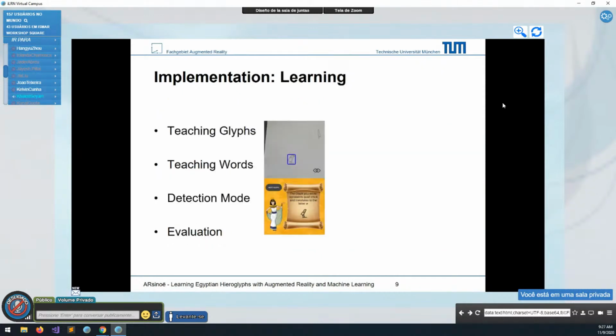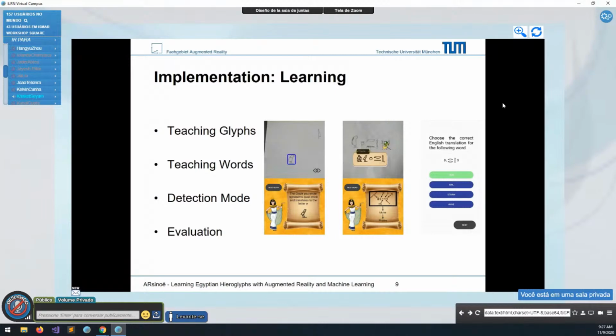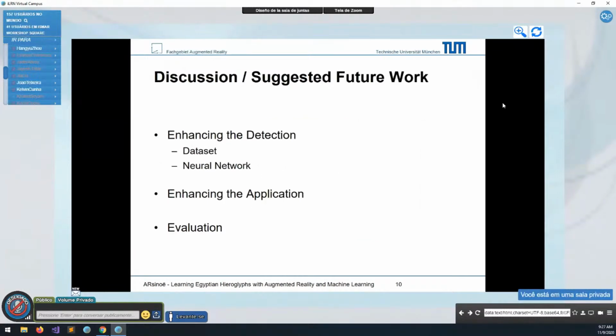And as seen, the learning part is first the teaching of the glyphs, which is the alphabet of the language, since it's the most important building block of the language. And then after you're taught the glyphs, the words are taught. And then there's the free detection mode that you could use to rehearse, and the evaluation at the end so that you could see how well you learned from this application. Next, please.